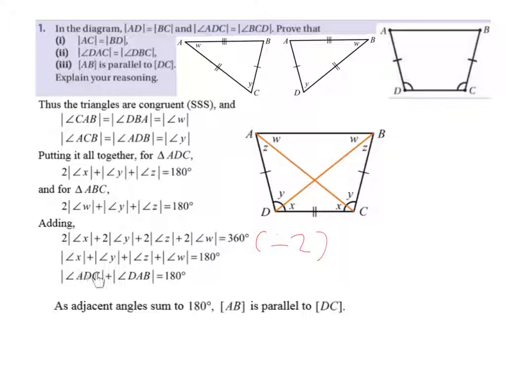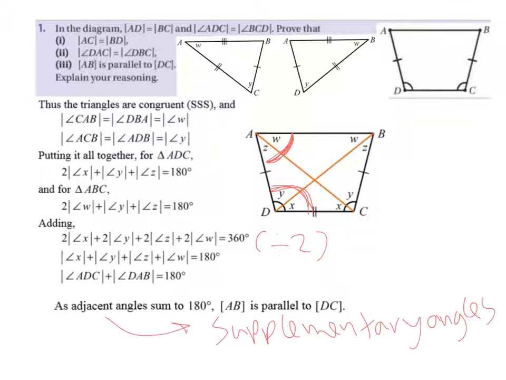So we have angle ADC, so this angle here, plus angle DAB, so this angle here. So these two angles together, added together, give 180 degrees. And as adjacent angles sum to 180 degrees, the line AB must be parallel to DC. Another word for adjacent angles is supplementary angles.